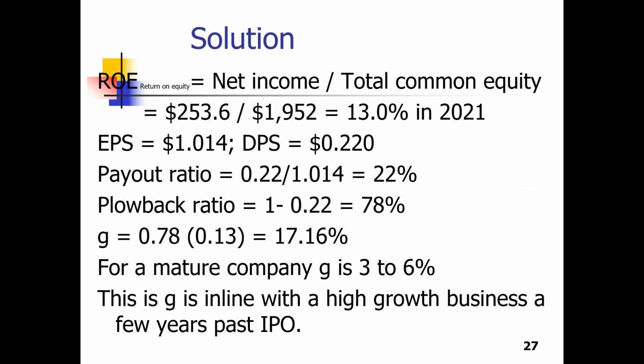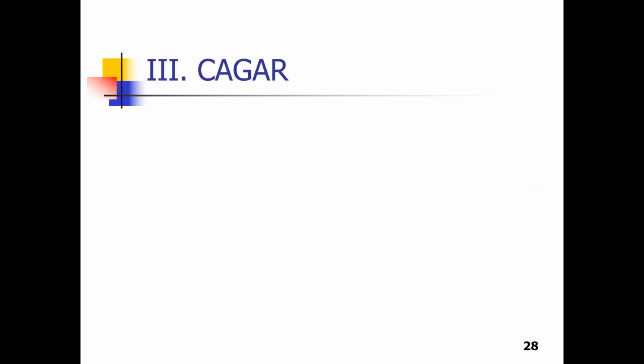A growth rate of 20% is for a startup company. The company in Wiesbaden that makes vaccines for corona, that sort of company. This is a G which is in line with a high growth business. A few years past IPO, that's the 17.6%. If this is SAP and I get 17%, I'll say there is an error somewhere. I go back and recalculate it, right? So you have a benchmark for calculation.